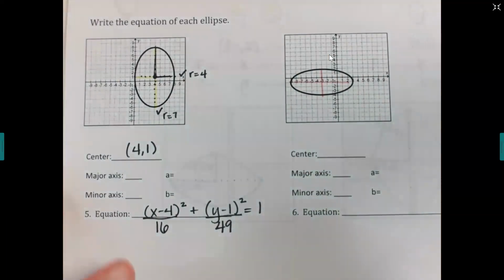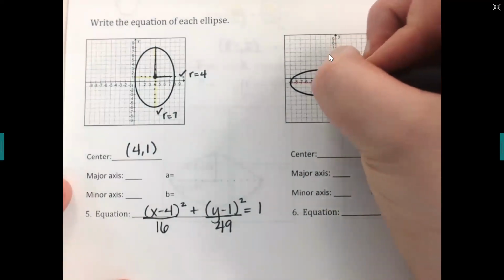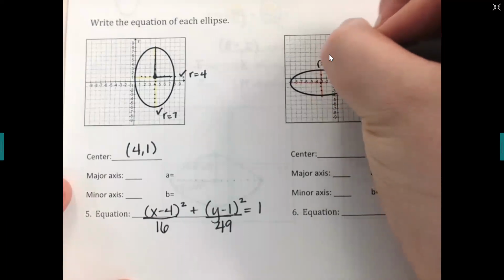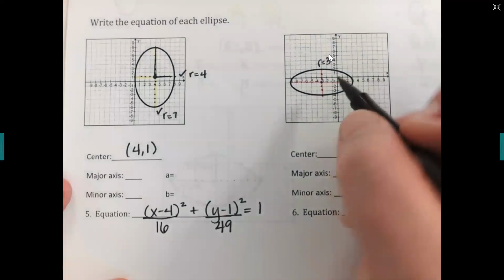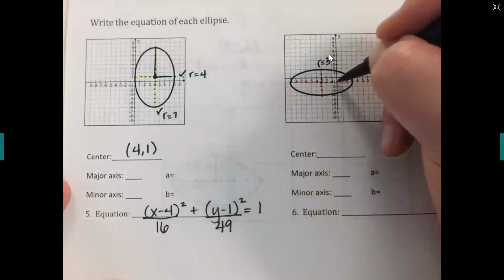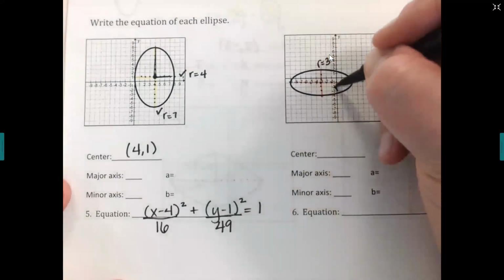So let's do up and down first. I see that it's 1, 2, 3 and 1, 2, 3. So I know that R is 3. Okay, then I'm going to count side to side. 1, 2, 3, 4, 5, 6, and 1, 2, 3, 4, 5, 6.